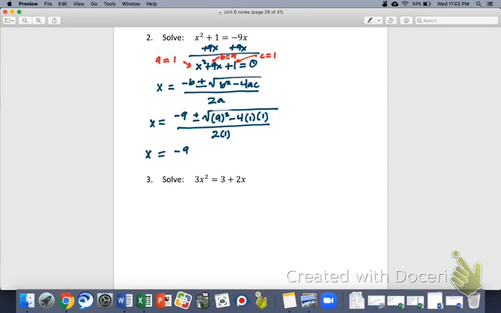So negative 9 plus or minus 9 squared is 81. 81 minus 4. And then all divided by 2. All right, so to finish this one off, need to recognize that 81 minus 4 is 77, all divided by 2. And I need to simplify this, but I think 77 is just 7 times 11.